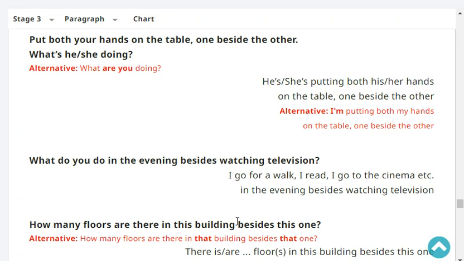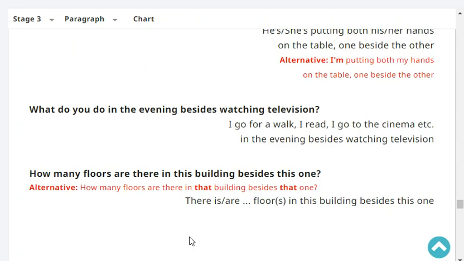What do you do in the evening besides watching television? I go for a walk. I read. I go to the cinema. In the evening, besides watching television. Very good.